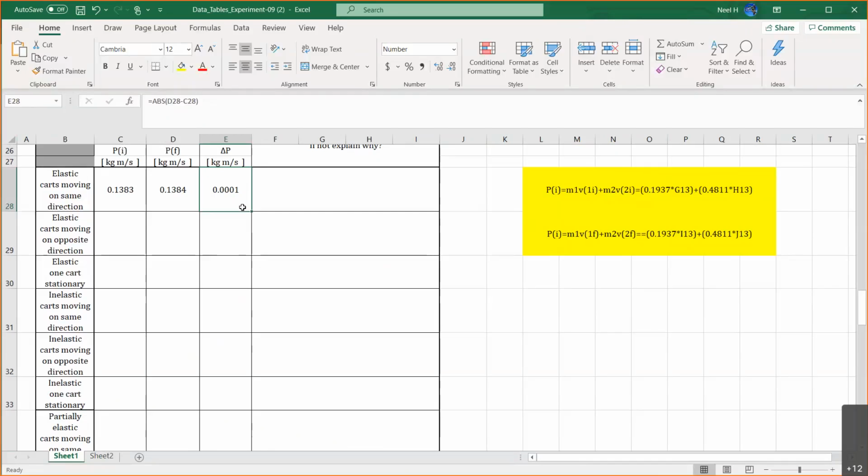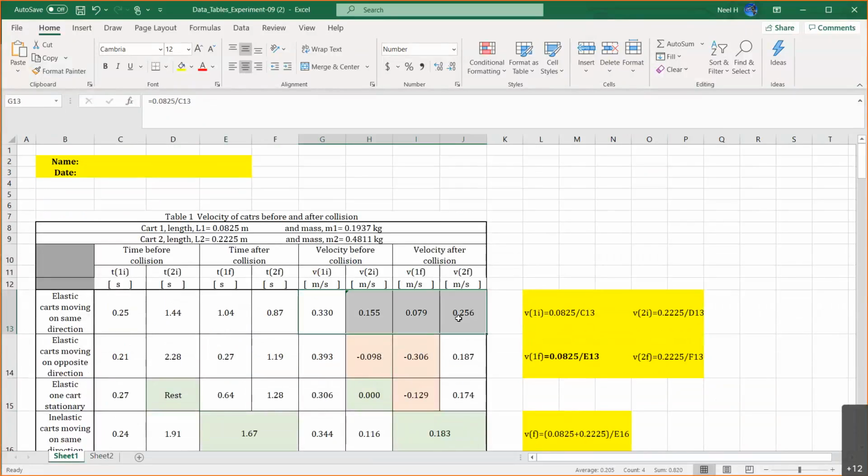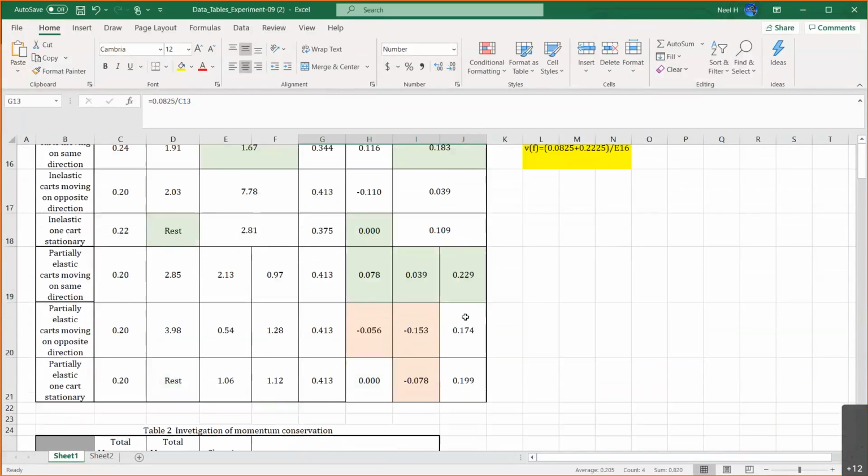Third or fourth decimal level is okay. But if you have a second decimal place error, you may need to take a look again. The place to look is first here, not just the numbers, okay? You have to go and click on that cell, make sure you do the right calculation. When you do V1i, it should be length of the cart 1 divided by the time of the cart 1 before collision. Likewise, you have to investigate all four of these cells, okay? If you do that and make sure those are correct, then take a look at the function.